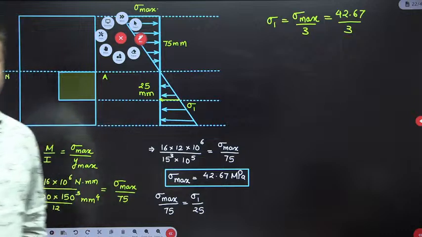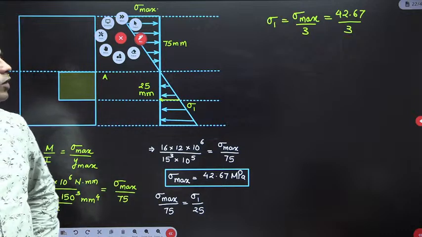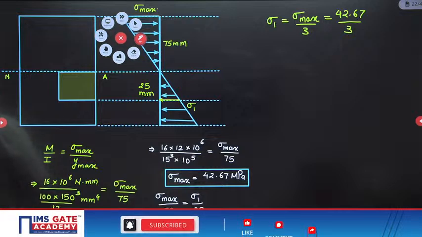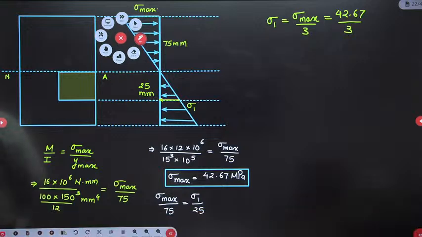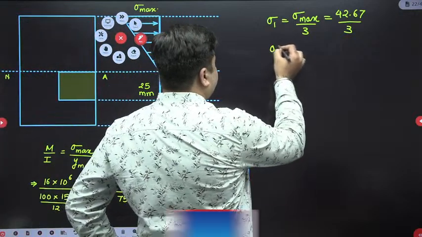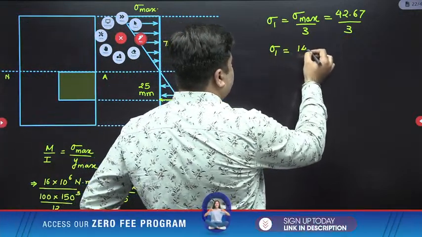Please calculate the value of sigma 1 quickly. What is 42.67 by 3? 14.22. So the value of sigma 1 will be 14.22 megapascal.